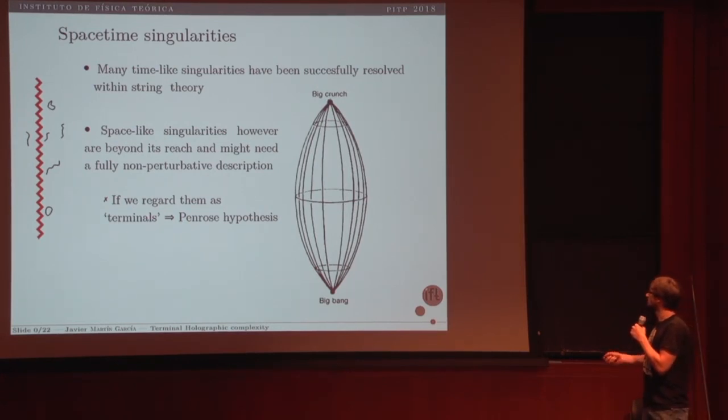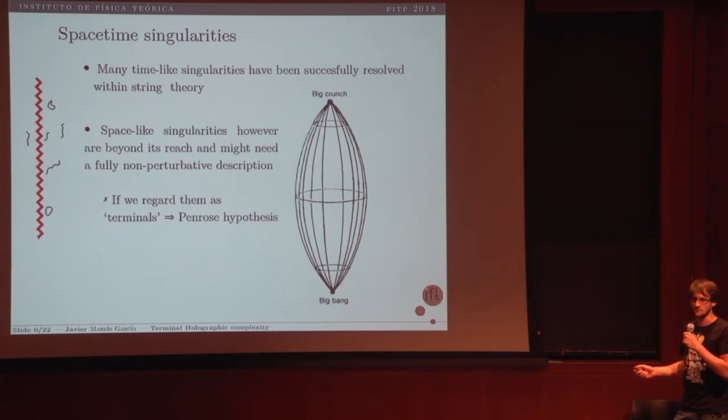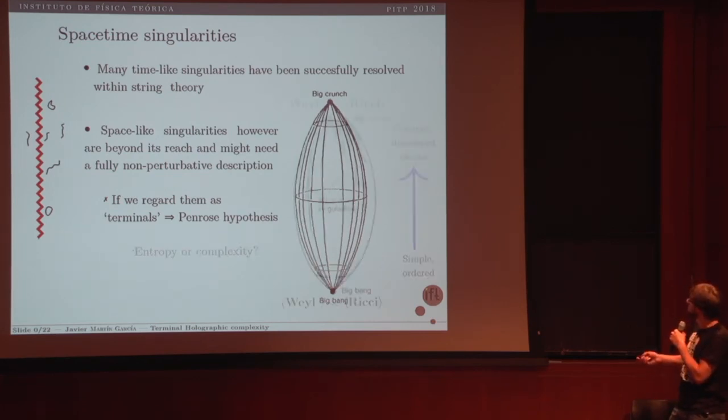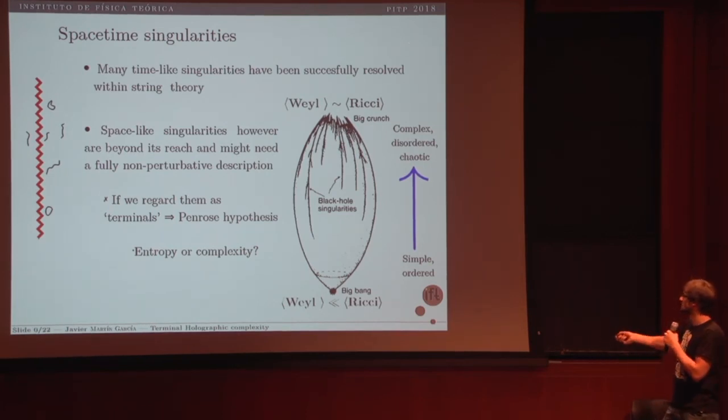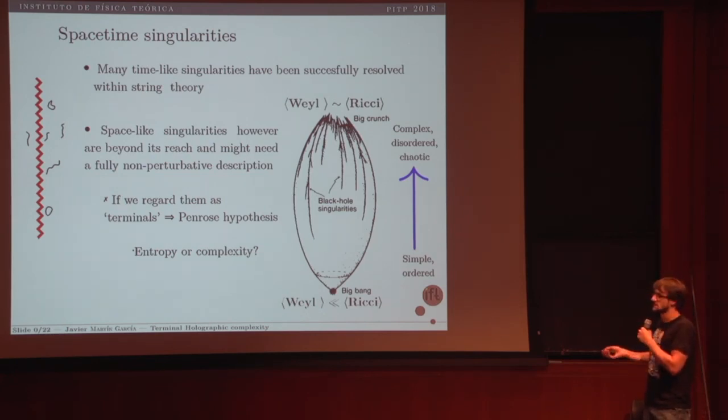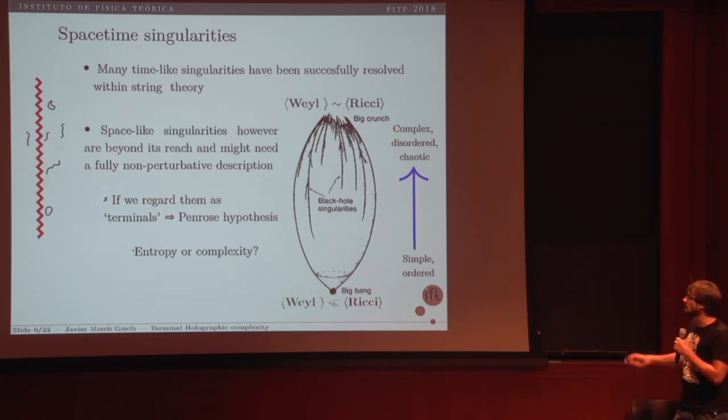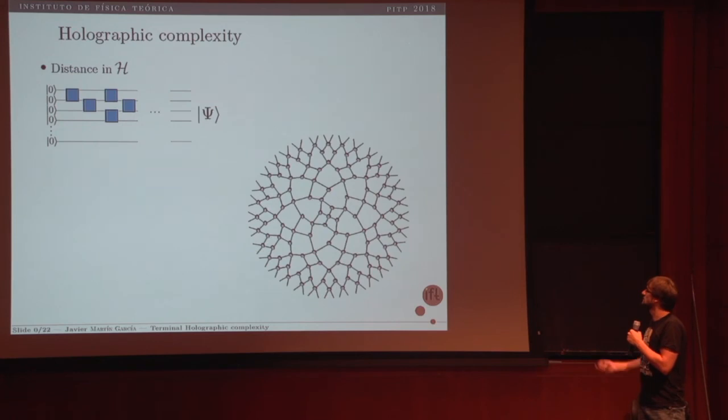And regarding them, there is an old proposal by Penrose that there should exist a way to characterize singularities which makes manifest some notion of arrow of time. So in a realistic cosmology, not like this one, but maybe like this one, one expects that the future singularity is full of black holes and therefore is more disordered, more chaotic, more complex than an initial Friedmann-Robertson-Walker singularity. So Penrose proposed that there might be some notion of gravitational entropy measuring this. What we speculate here is that maybe the correct notion is not entropy, but rather complexity.